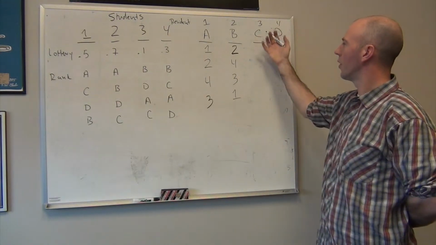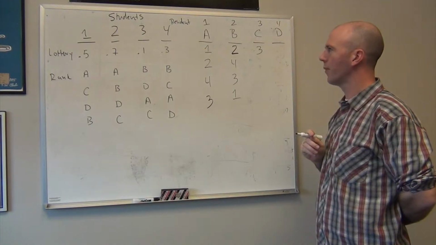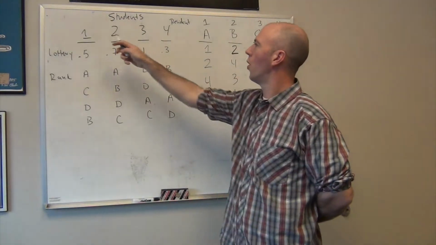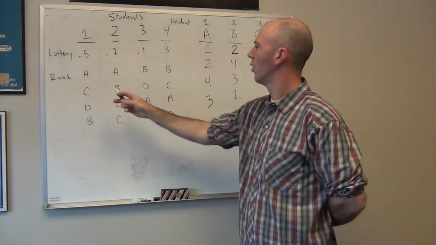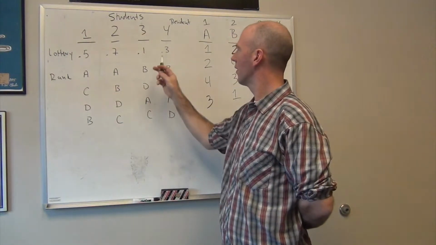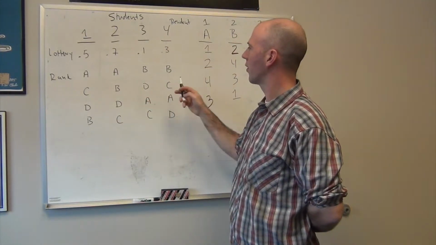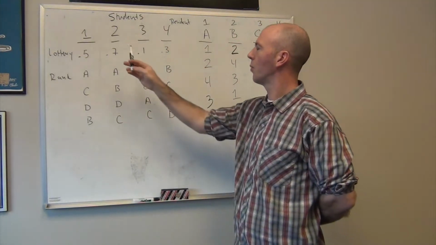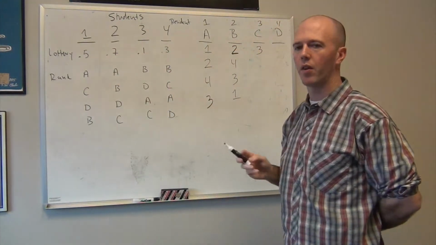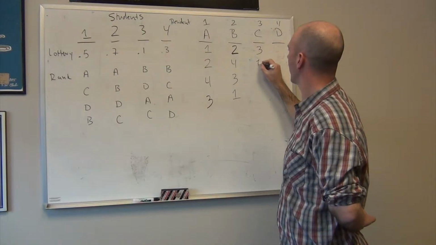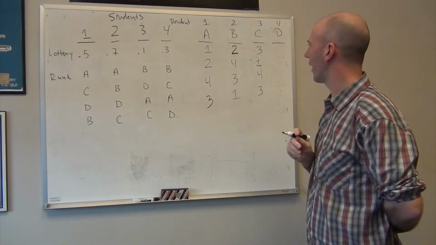For C, we look at the neighborhood student, which in this case is 3. Now between 1, 2, and 4, we ask who ranks C the highest. 1 ranks C second, 2 ranks C last, and 4 ranks C second. So it's between 1 and 4. 1's tiebreaker is higher than 4's, so 1 is ranked next, then 4, and finally 2 is ranked last.